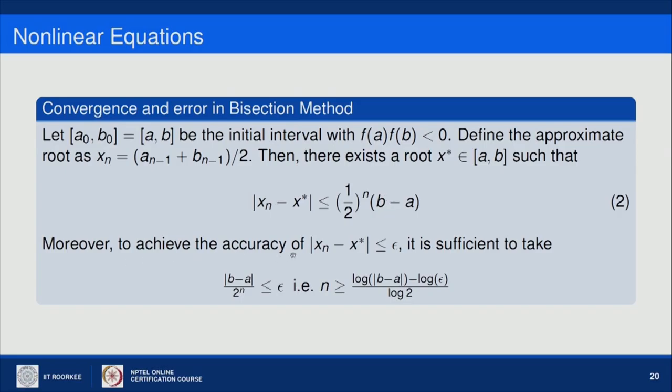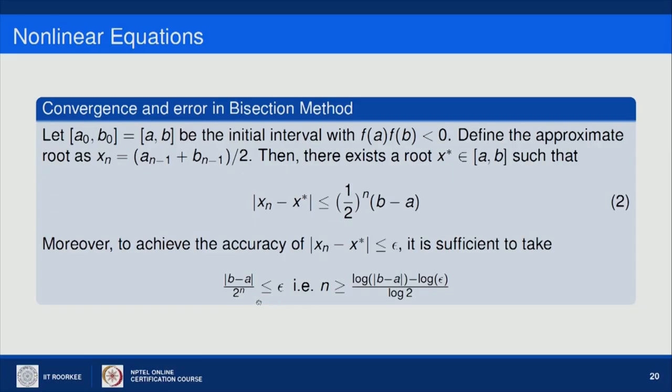Moreover, to achieve the accuracy, if it is given that the accuracy should be of order epsilon, where epsilon is a small positive number, it is sufficient to take (b minus a) upon 2 raised to power n less than or equal to epsilon, because we need this number less than or equal to epsilon for getting the desired accuracy in our numerical solution.